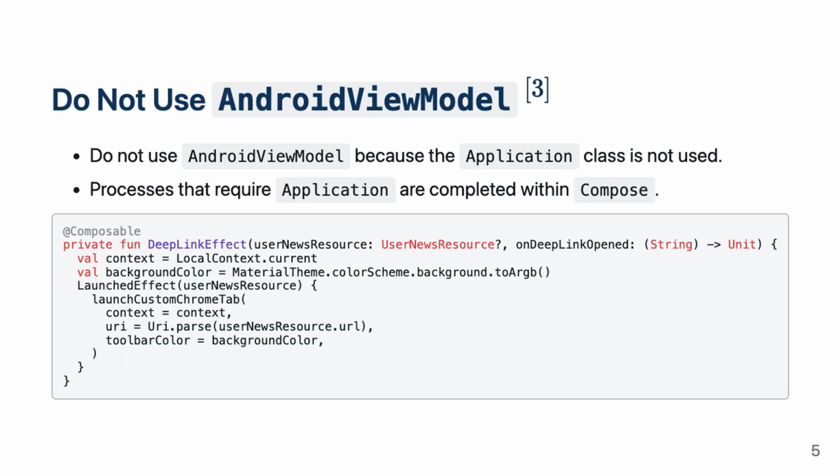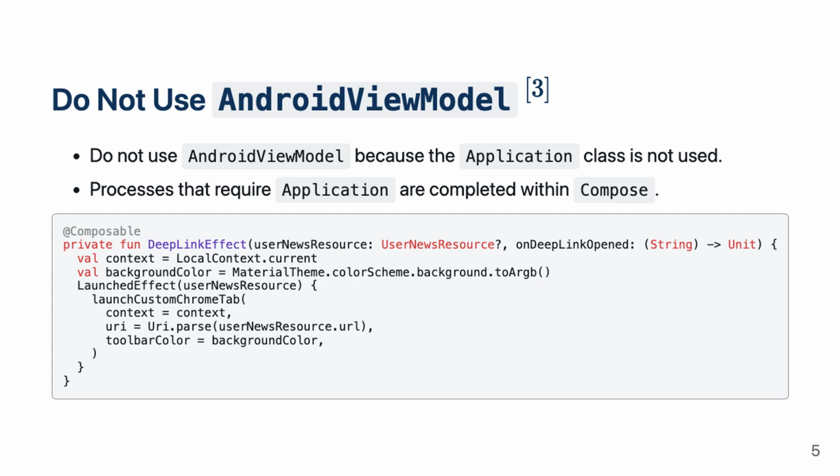Finally, we'll look at the deprecation of Android view models. Android view models are abstract classes that make the application class available, but they are now discouraged. When testing classes that depend on the application class, you need to use instrumentation tests or Robolectric. Furthermore, it deviates from the original role of a view model.